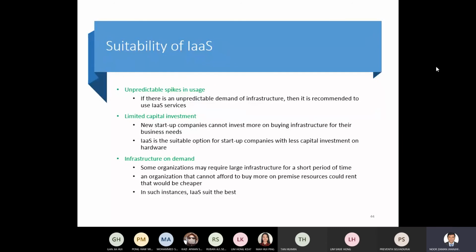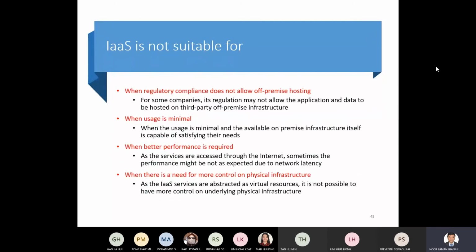It is also suitable if we have limited capital. If we have limited investment, then this is the most suitable option for us. It is infrastructure on demand. Whenever we require it, we can use it. If we don't require it for 1 month or for 6 months, no need to use it and no need to pay, because you remember in its characteristics that it is a metered service. If we are using, we are paying. If we are not using, we are not paying. So as a whole, this is good for unpredictable usage, good for saving cost, and good for sharing resources as well.